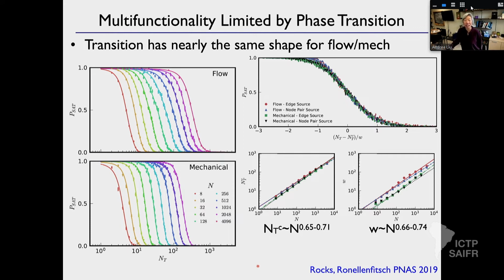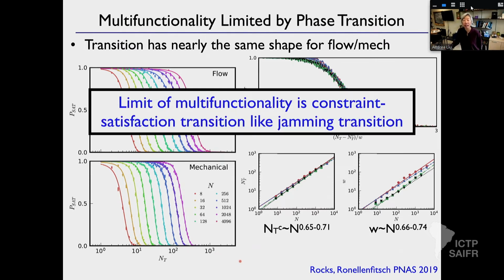And what we're asking the brain to do, or what we're asking proteins to do when we have 2 or 3 allosteric sites, is far, far below the maximum number that they could possibly do. Not surprising, because it was able to find these solutions by evolution. It turns out that the limit of multifunctionality is a constraint satisfaction transition that's very similar to the jamming transition.